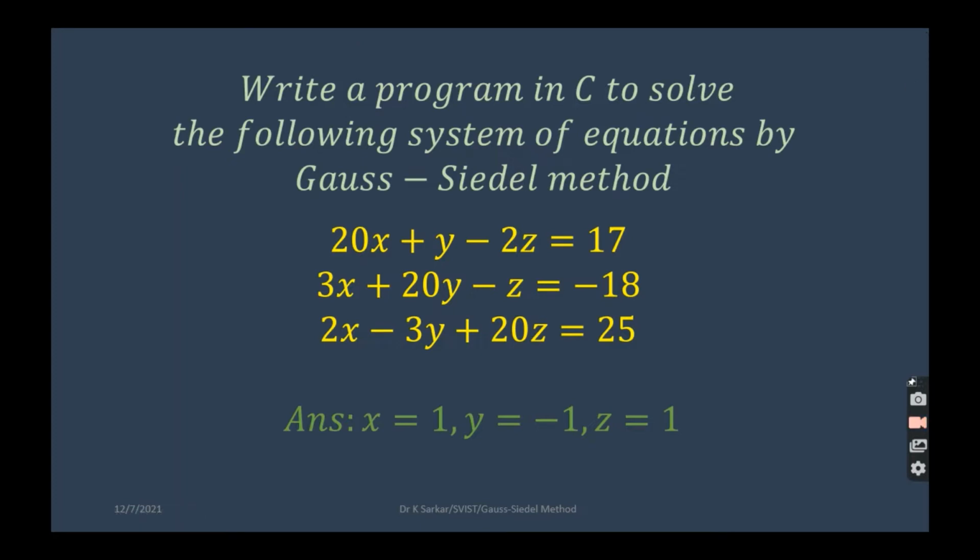In the previous class, we did the Gauss elimination method, and today we are going to write a program in C to solve the following system of equations by the Gauss-Seidel method. The system is 20x plus y minus 2z equals 17, 3x plus 20y minus z equals minus 18, 2x minus 3y plus 20z equals 25.